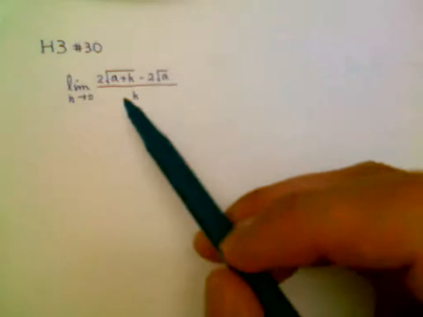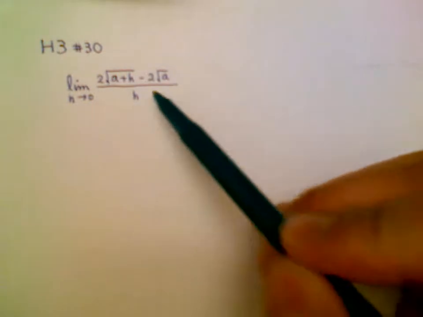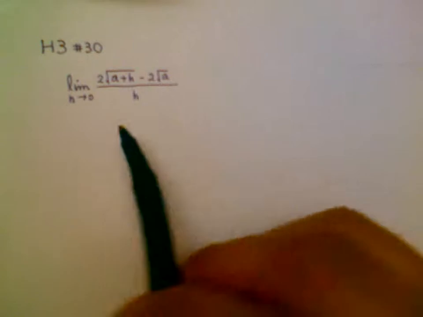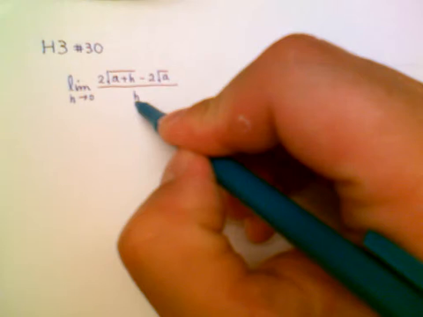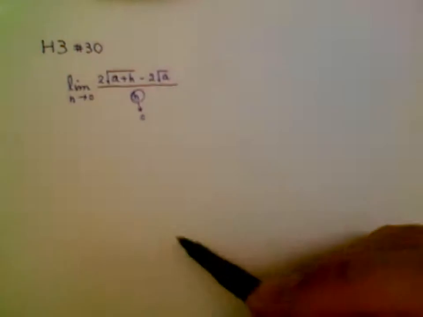Okay, let's look at homework 3, number 30. All right, so we have a limit of this difference quotient right here. First thing you do is plug in and see what happens. If you plug in h equals 0 here, the denominator approaches 0, obviously.